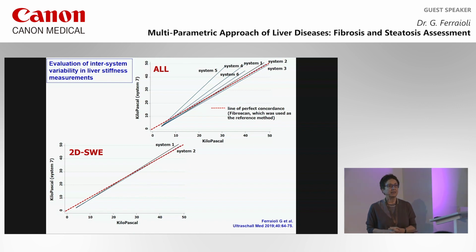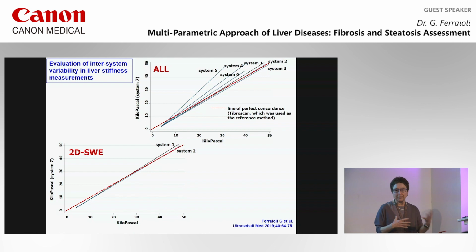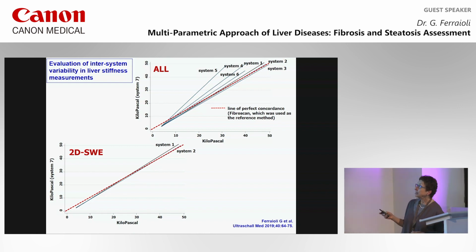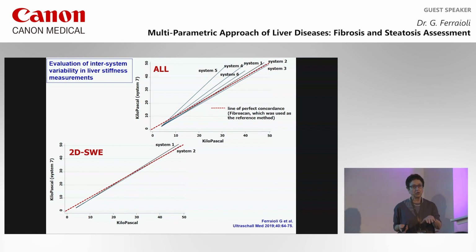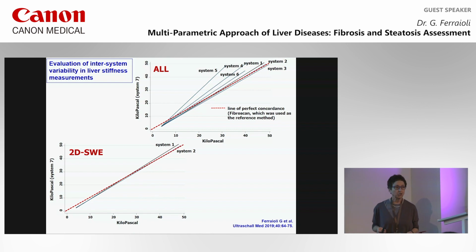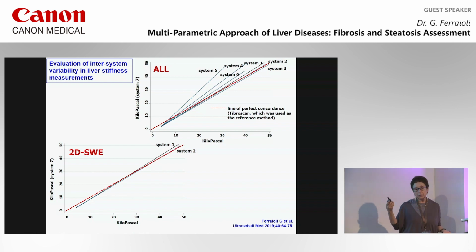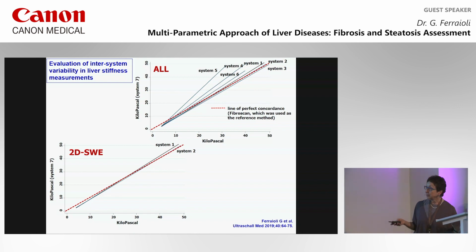And unfortunately, the results obtained with the several ultrasound equipment of different companies do not give the same values. This is a study that has recently been published, and the FibroScan was used as the reference. In this study, we used 6 ultrasound equipment with shear wave elastography, and 2 of them had two-dimensional shear wave elastography. All the systems are anonymized. The 2 ultrasound systems that were used were the Supersonic system and the Canon system. And as you can see, the agreement of both systems with the FibroScan value was pretty good.